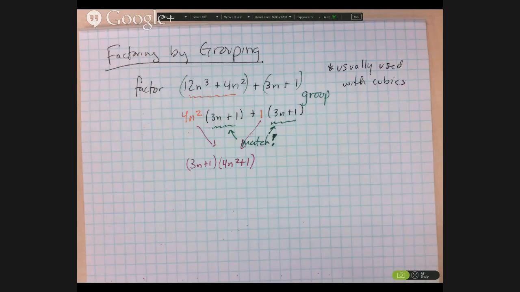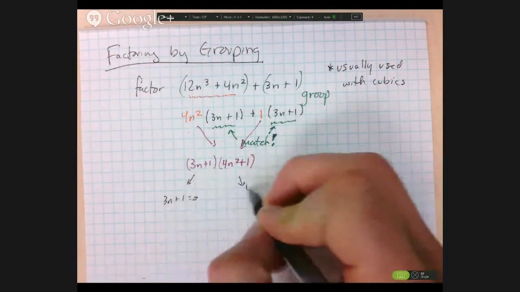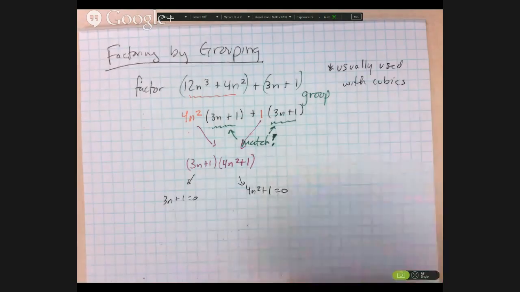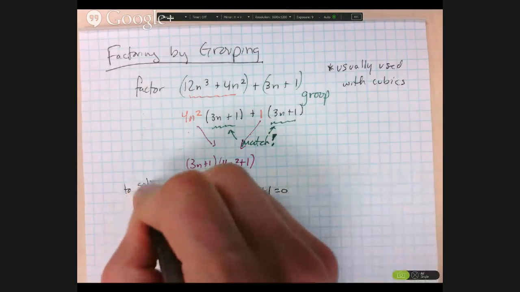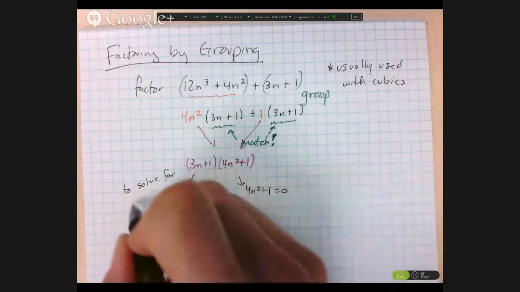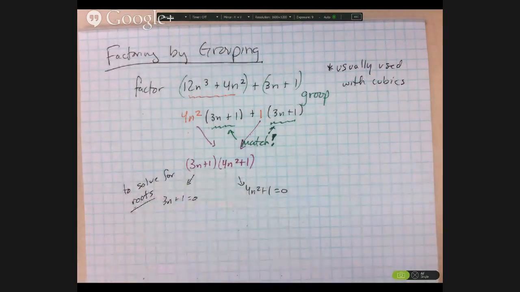Would you be comfortable calculating the zeros from there? Set them equal to 0 and solve? Okay, so that would give you your zeros, or the roots, I guess, in this case. Do you want me to show you a harder one?